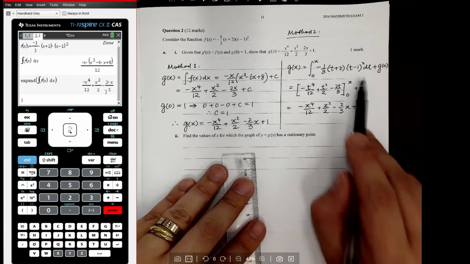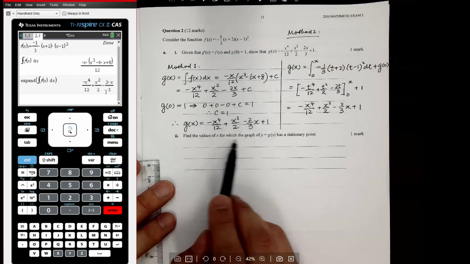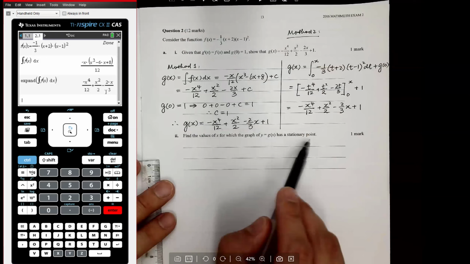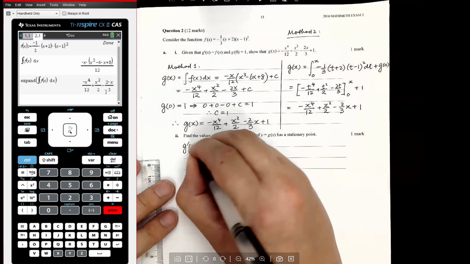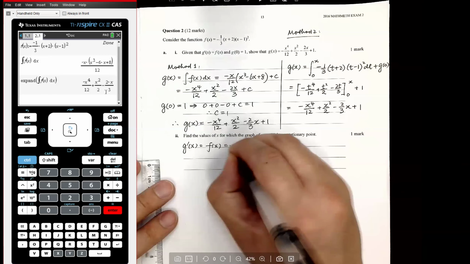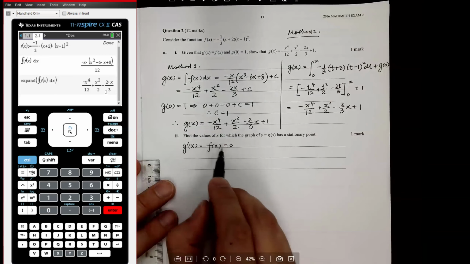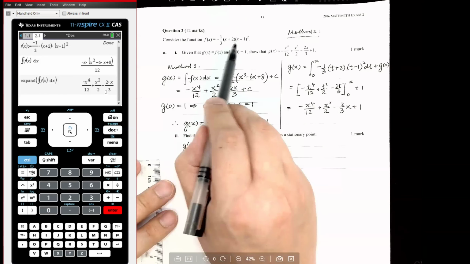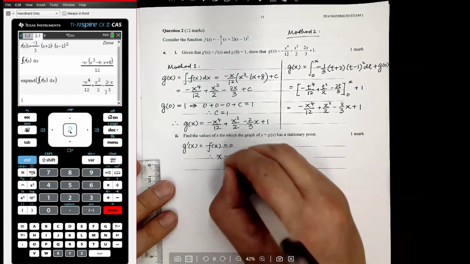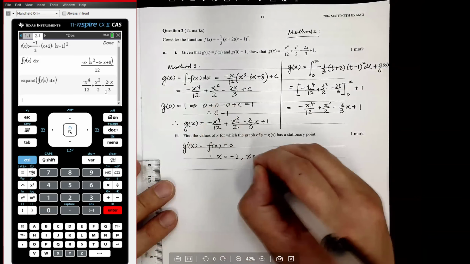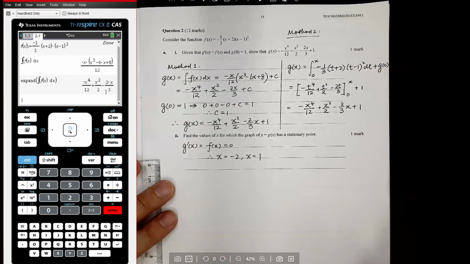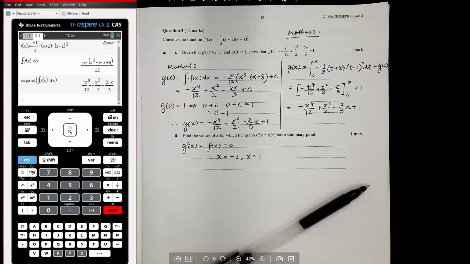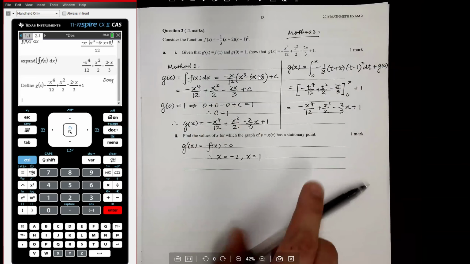Dummy variable. And I find the values of x for which the graph g of x has a stationary point. So you say g dash of x equals f of x equals 0, because you want the derivative of g equal to 0, which is f of x. From here, you can see the factorized form gives you x equals minus 2 and x equals 1. Therefore, x equals minus 2 or x equals 1. Only these two values, okay? And I think it's a good idea to define g of x equal to this bit at 1, and then we can move on to the next part.